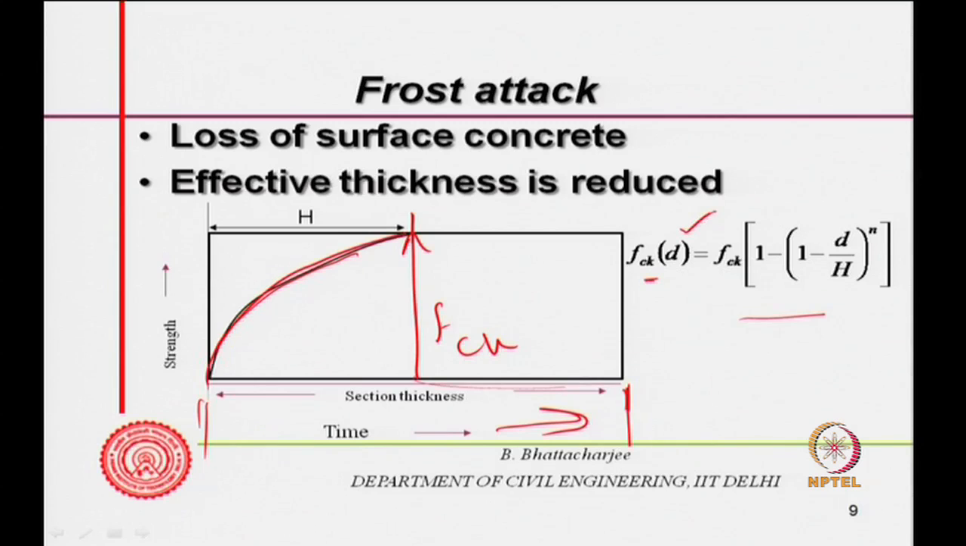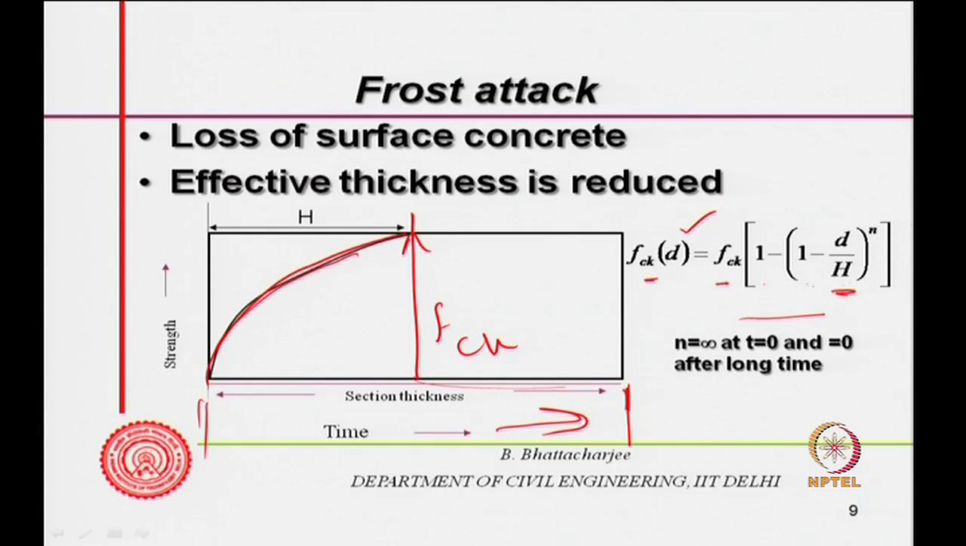f_ck at a distance d is given by f_ck multiplied by 1 minus (1 minus d by h) to the power n. Now, what is d? d is the depth. And n depends upon the number of cycles. h is the depth of influence, the maximum depth. So, when t is equal to 0, everywhere it will be f_ck.